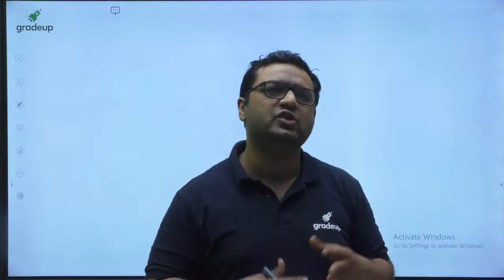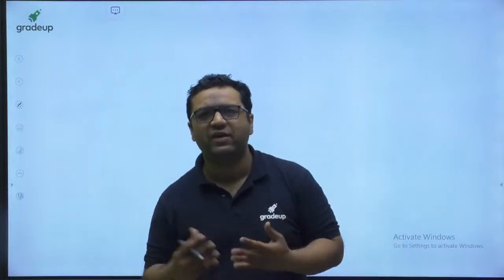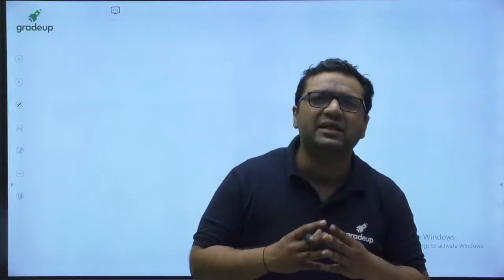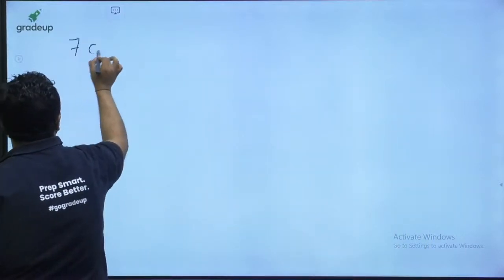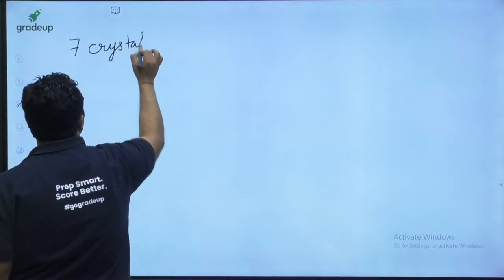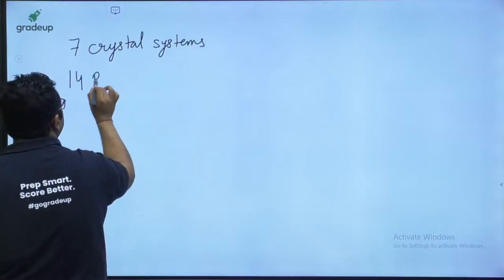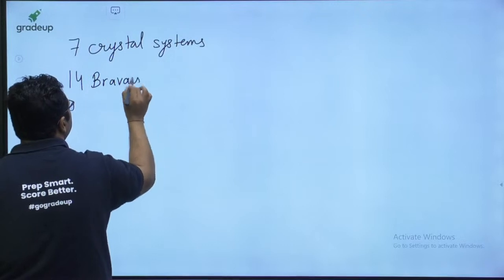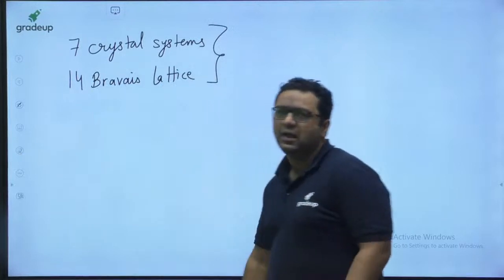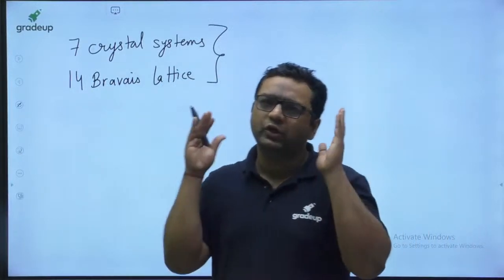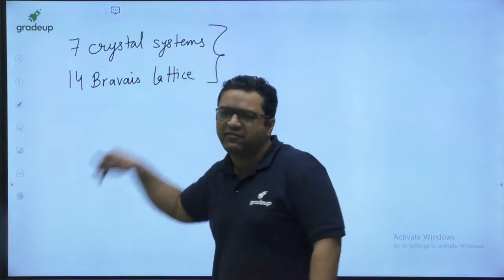Now my dear, our discussion is going to move forward. Now we are going to start about different systems. In total there are 7 crystal systems and 14 Bravais lattices. And in these 7 crystal systems and 14 Bravais lattices, all engineering materials are going to be covered. Every material is going to be covered in these 7 systems and 14 Bravais lattices.